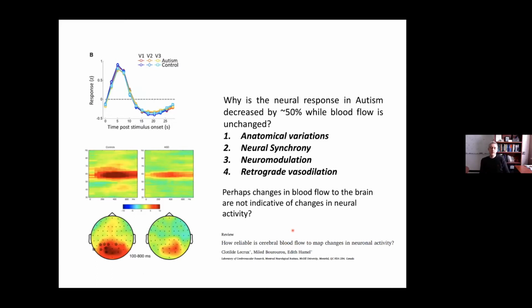So if we bring it back to our initial model of why there can be a dissociation between hemodynamic and neural signals, well, I've just described four of them. You have the anatomical variations, depending on where you are in the brain, the rules may change, synchrony versus input, neuromodulation, and retrograde vasodilation.